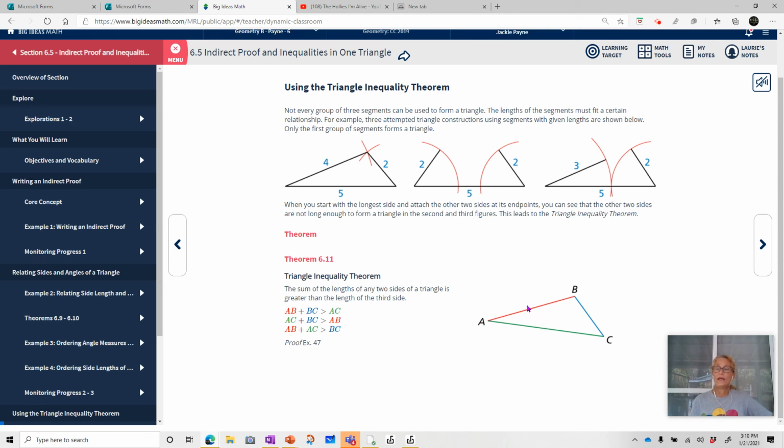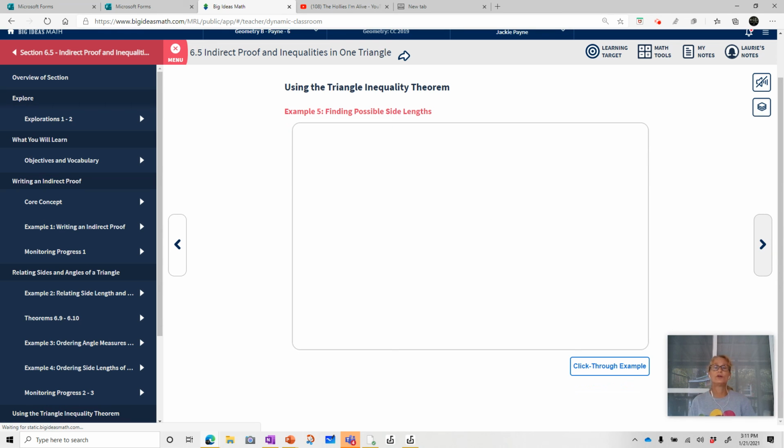So if you add AB and BC, it's going to be more than AC. If you add AC and BC, it's going to be more than AB. And if you add AB and AC, it's definitely going to be larger than BC. And it doesn't matter. Any triangle will do this. It's called the inequality theorem. So you can figure out certain parameters for how to make a triangle work. There is a proof in example 47. We're not going to do it right now, but we will look at it in our notes.